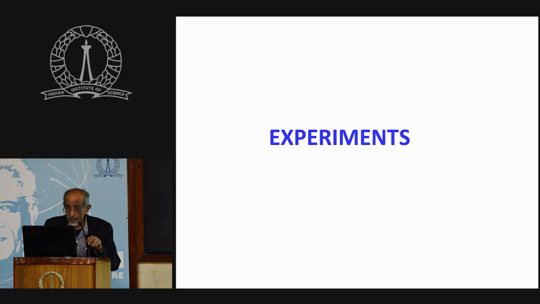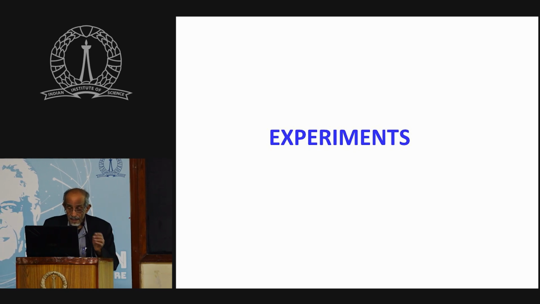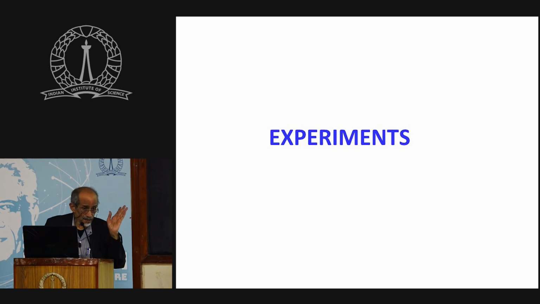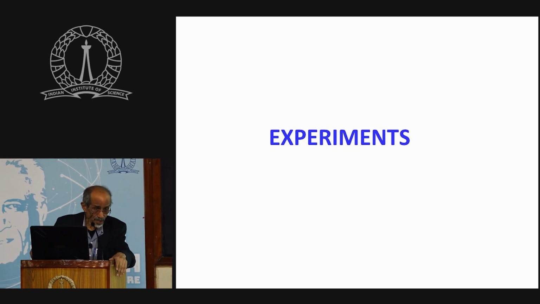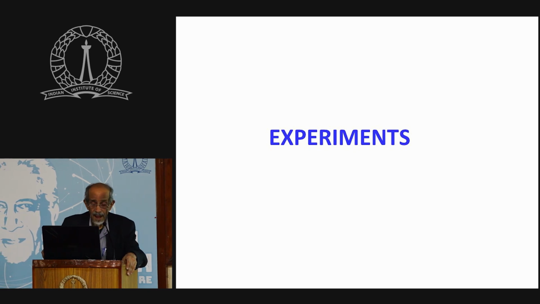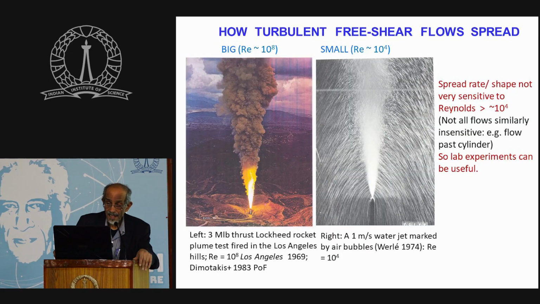One thing which had struck me for quite some time is that the first question you ask, especially if you're an engineer, is that the Reynolds number of those clouds is 10 to the 7 or 10 to the 8, huge, 10 million maybe. How can you simulate it in the lab? But you see, one of the funny things about free shear flows, whether it's a jet, a mixing layer, or a wake, is that the Reynolds number effects at high Reynolds numbers are not very strong.